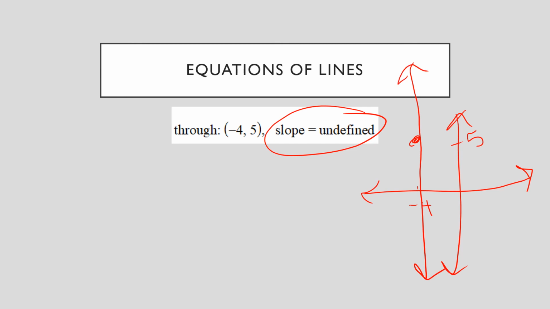So this is what it looks like. This isn't going to really have the rules applied to it because of this undefined slope. I can't really calculate with an undefined number. So I just wanted to remind you that a vertical line like this, because it crosses the x-axis, has an equation of x equals -4. So that's just a reminder. It's nothing to worry about, but I wanted to put it out there.